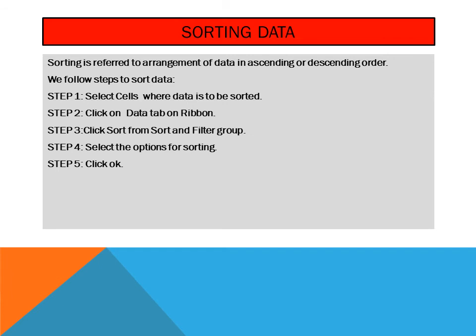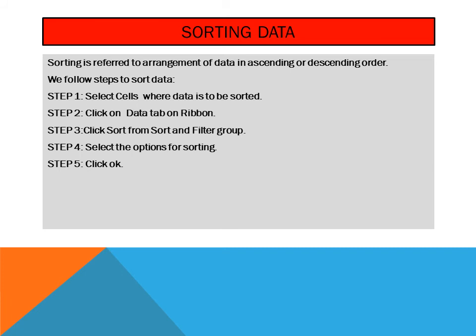Step number 2. Click on Data tab on the ribbon. Like for using statistical function, we were selecting Formula tab on the ribbon. Now we have to select Data tab on the ribbon. After that, step number 3. Click on Sort from Sort and Filter group. Then we have to select Sort button from Sort and Filter group.